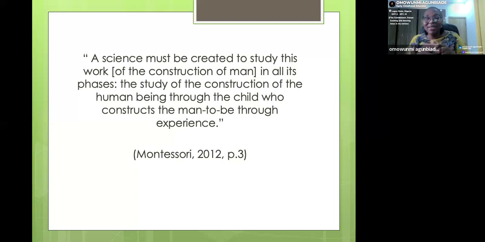The construction of man. Most of what we are doing in this philosophy, you will see that it's just her quotes. That's what we are building on. It must be studied in all its phases, the study of the construction of human being through the child, who constructs the man to be through experience. I said it in one of our class sessions that the man is already inside the child. And it is through the constructions, through the experiences that we give the child, that the man is developed.